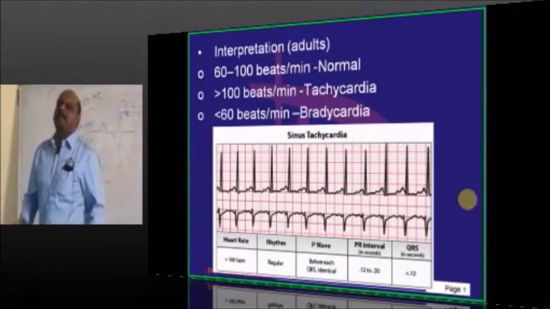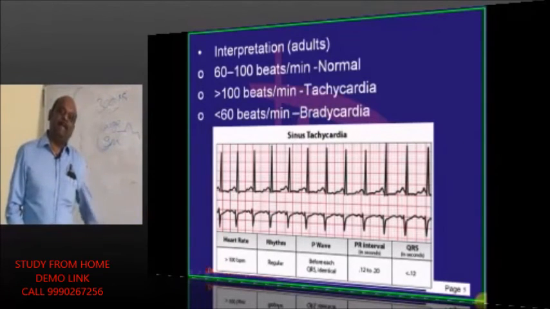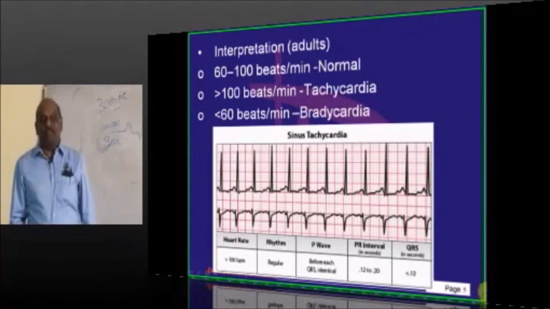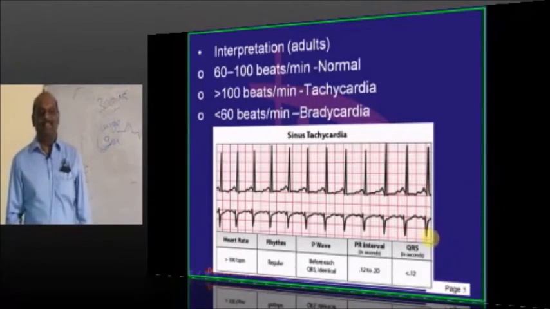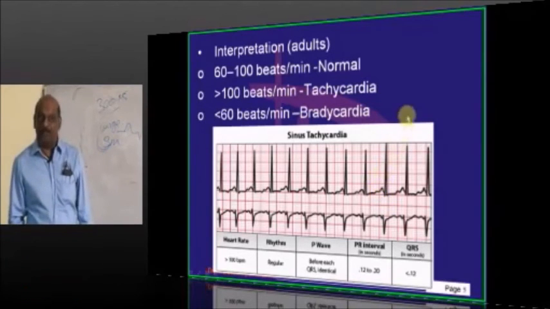A nurse in the ward came to you and asked you, doctor, tell me what is meant by bradycardia. Slow heart rate. Kitta slow? 50, 40, 30, 20, 10. So that's the reason keep teaching not only your other colleague doctors but also nurses, ward boys also we used to teach.